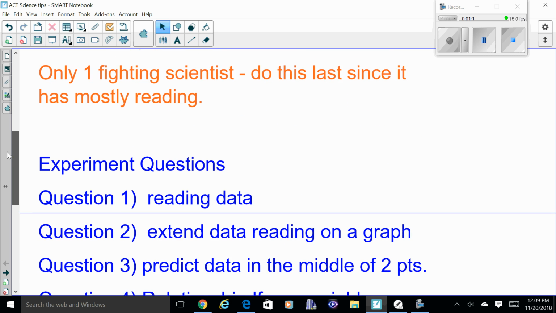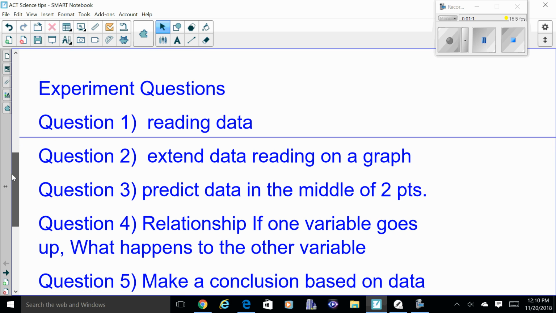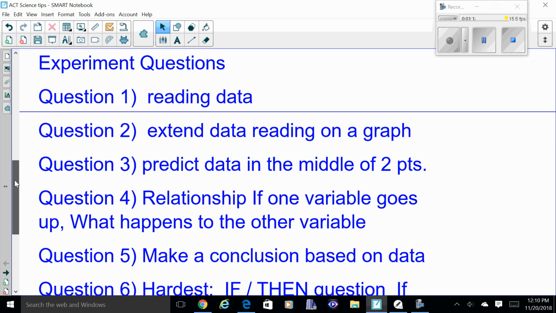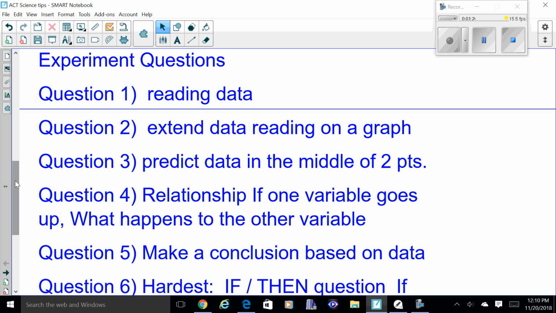So I want everybody to take time, if you need to stop the video and write these down, probably a good thing to do. So question number 1 is just like the questions in the charts and graphs, where you simply have to read data from a chart. So it's usually pretty easy. Question number 2, once again, just like the charts and graphs section, you have to extend the data when you're reading a graph. So the graph might only go up to, let's say, 100 on the x-axis, but it will ask you, what would your data point be at the 110 mark? So you've got to extend the line out a little bit.